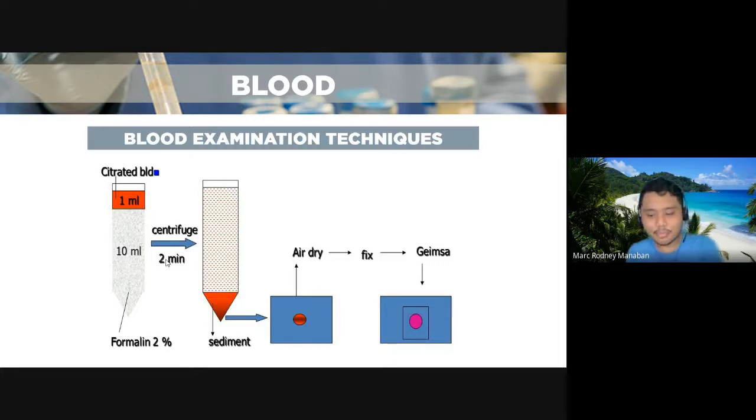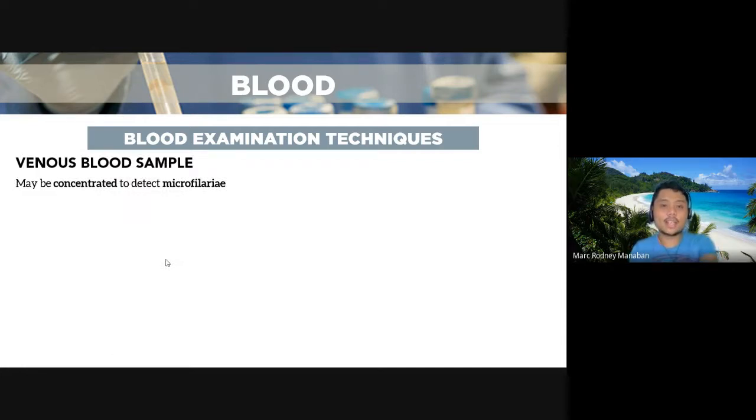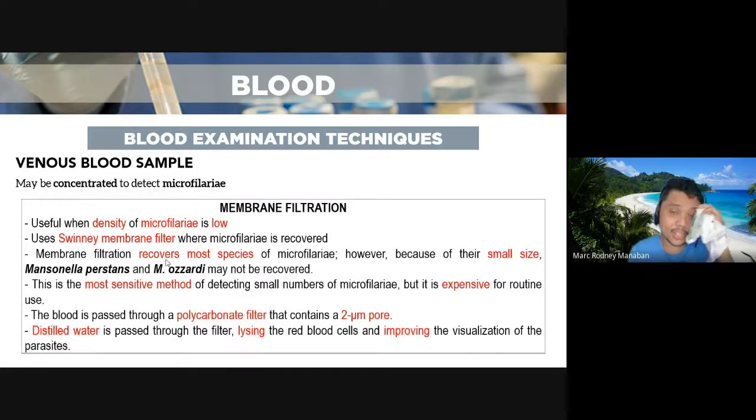Next concentration technique under venous blood sample is your membrane filtration. So it's still used for low microfilaremia, but this time you use a membrane filter. You pass the blood sample through the membrane filter, and the microfilarial worms will be trapped on the filter. And the filter is now what you examine under the microscope. So majority of the species of microfilariae can be recovered except for Mansonella perstans and ozzardi because of its small size. It can pass through the membrane filter.